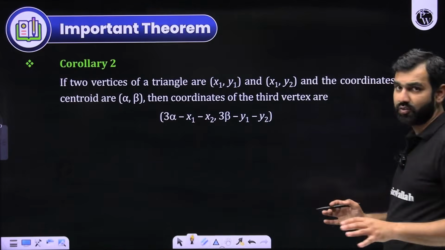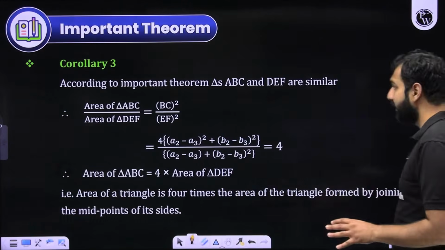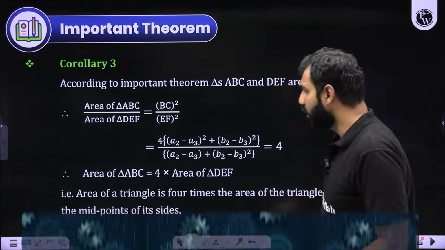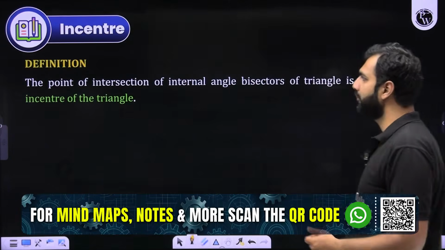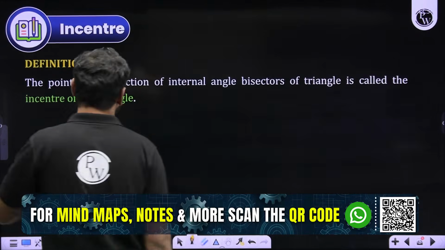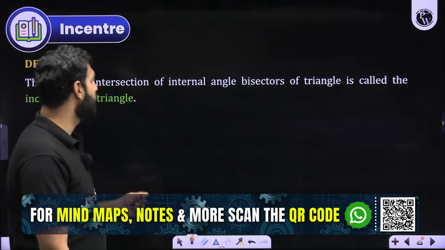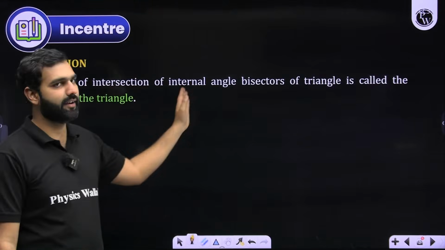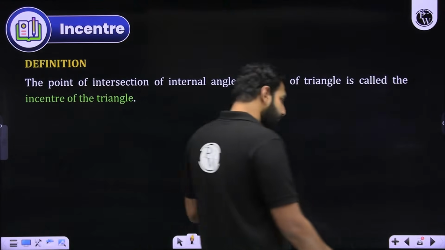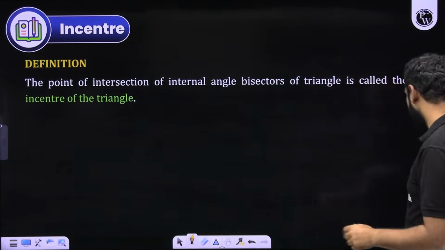Remember these properties and results I'm giving you; they are applied in questions, and you solve a lot of questions based on these results. For example, this one. What do you mean by in-center? As we have already discussed in vectors in 3D as well, the in-center is the intersection of internal angle bisectors of the angles in a triangle.